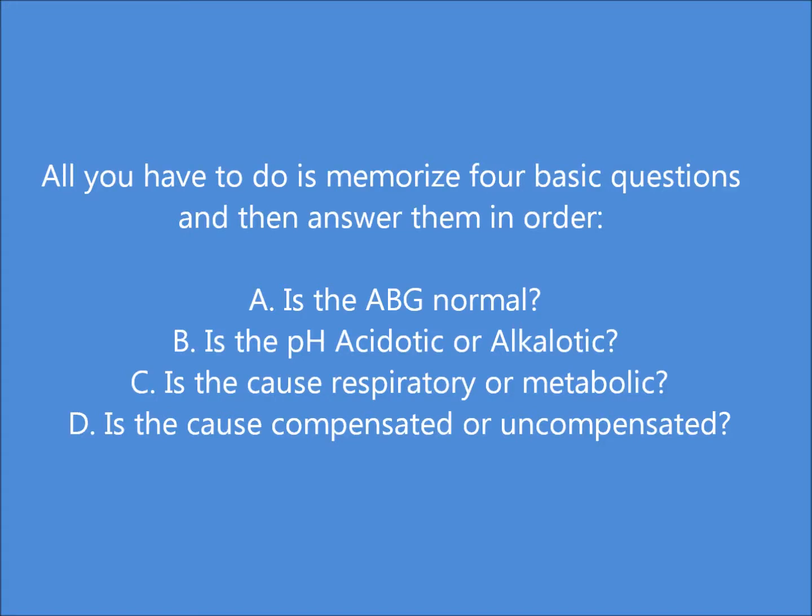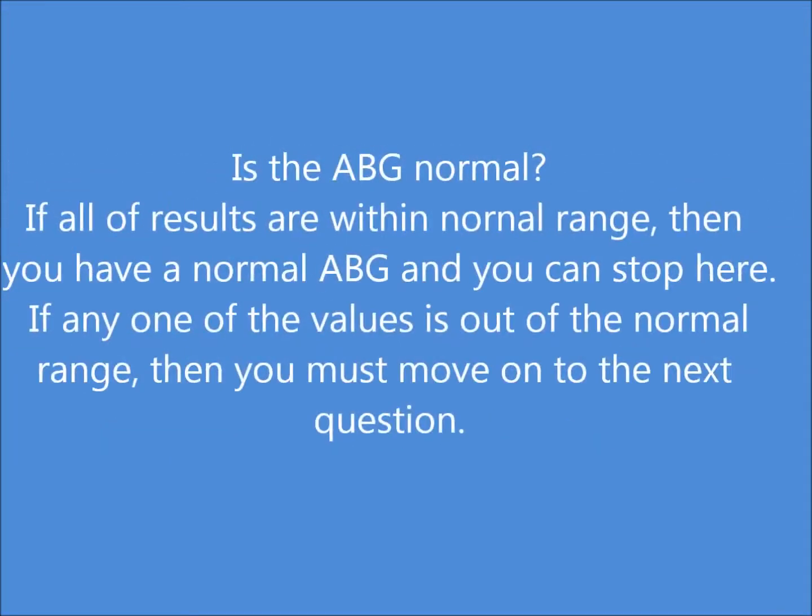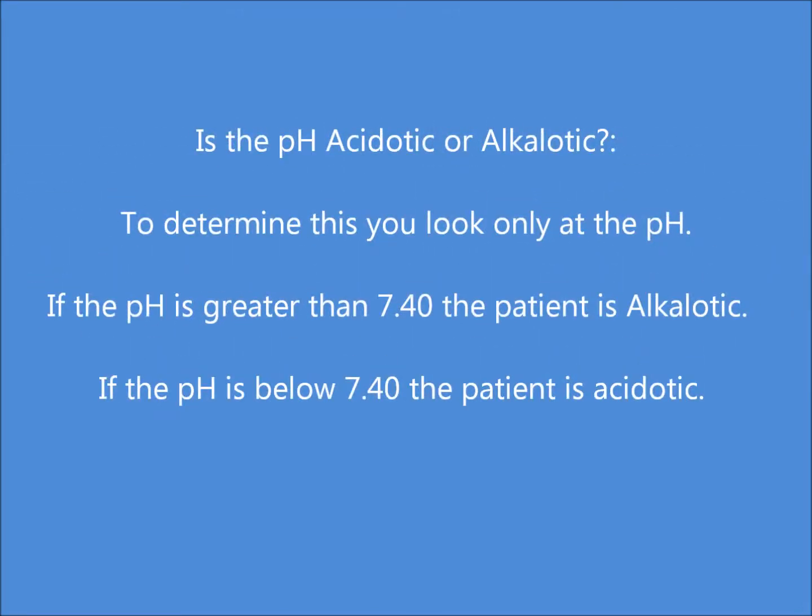Once you receive your blood gas results, ask these 4 basic questions. Is the ABG normal? Is the pH acidotic or alkalotic? Is the cause respiratory or metabolic? Or is the cause compensated or uncompensated? Is the ABG normal? If all the results are within the normal range, then you have a normal ABG and you can stop here. If any of the values is out of the normal range, then you must move to the next question. Is the pH acidotic or alkalotic?